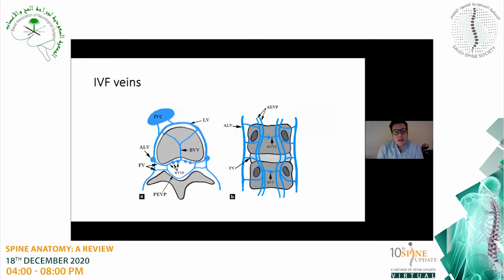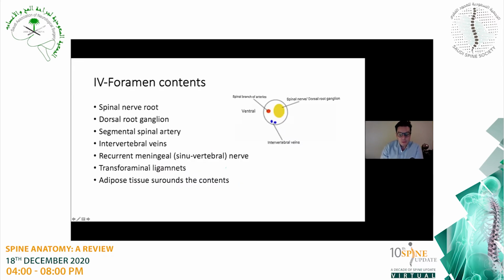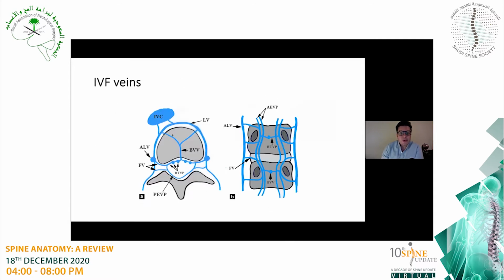If we come to the anterior intervertebral foramen veins, we have two venous plexuses, the external venous plexus and the internal venous plexus. The external venous plexus is more developed around the anterior part of the vertebral body, and the internal venous plexus is more developed around the anterior part also and in the midline. These originate from the inferior vena cava, giving the lumbar vein, which unite on both sides and ascend longitudinally to form the anterior longitudinal ligament.